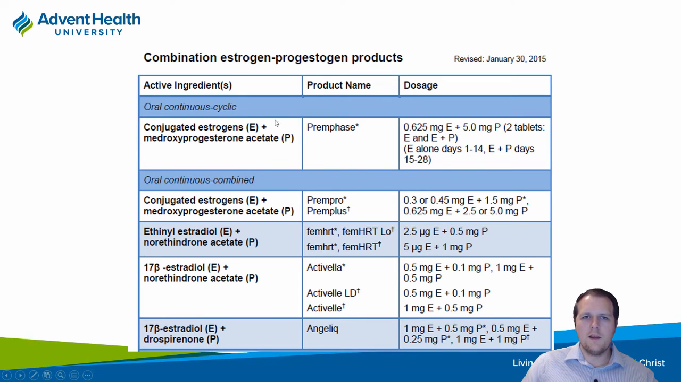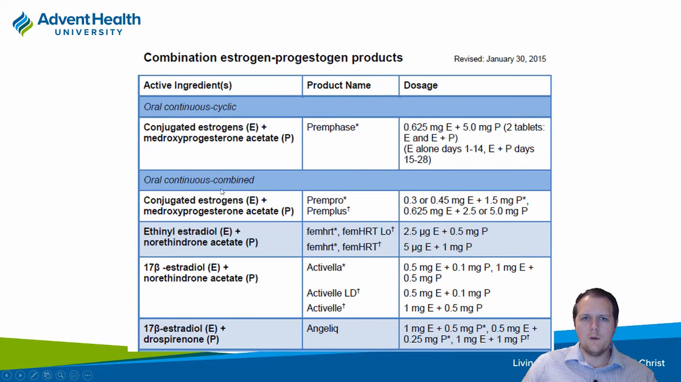So here are some examples of combination products containing an estrogen plus a progestin of varying types. Again, you can see these may be used continuously or they may be used cyclically. Here's an example of one where you're using estrogen alone on days 1 through 14, and then estrogen plus progestin on days 15 through 28, in order to somewhat mimic a normal cycle.